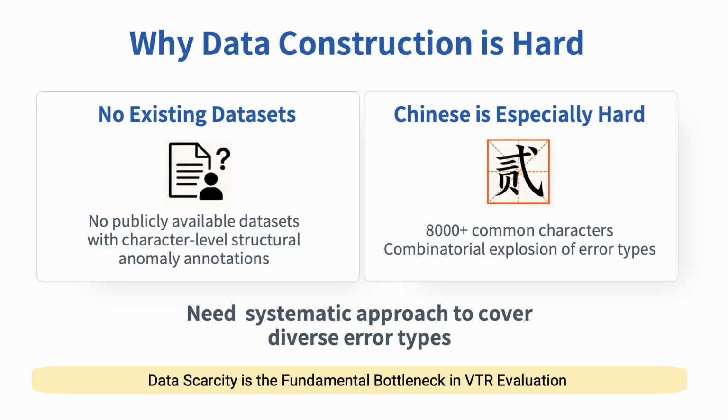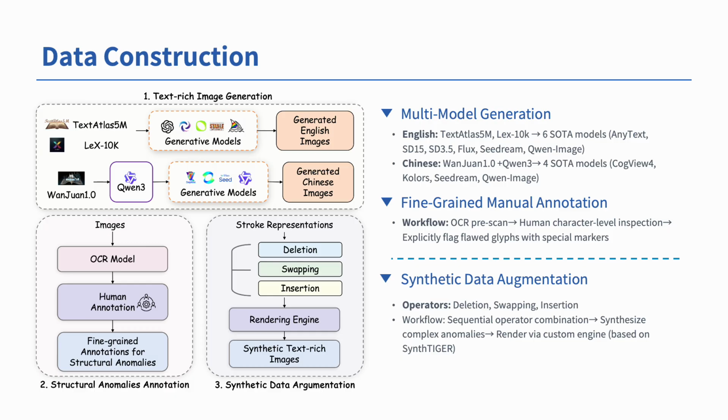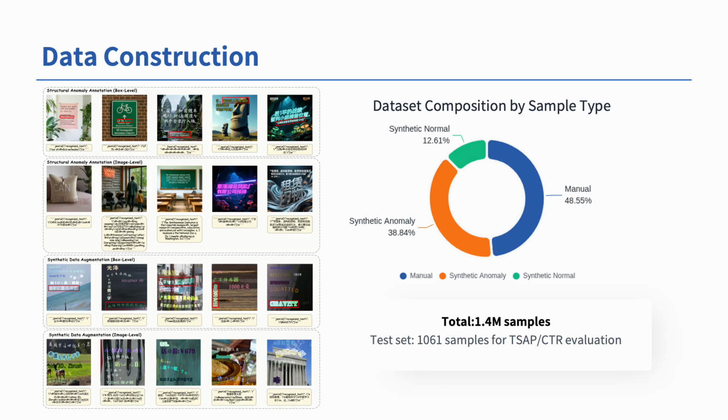To train this, we faced a massive data gap. There were no character-level anomaly datasets, and Chinese makes this exponentially harder with over 8,000 characters. So we built our own. We collected real generations from SOTA models with human annotations and augmented them with a self-developed synthetic data engine to systematically inject structural corruptions like deletion and swapping. Through these pipelines, we constructed the domain's very first 1.4 million sample dataset, specifically designed for anomalous text recognition.